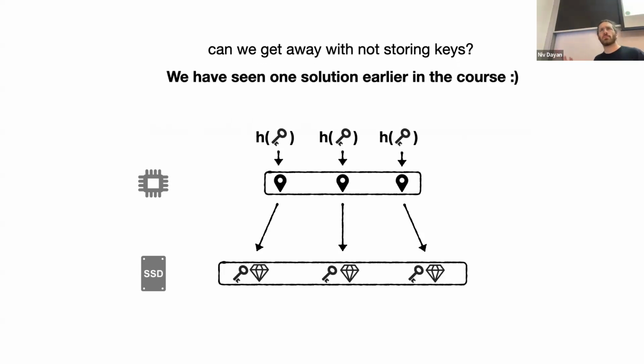Okay, now even without perfect hashing, we've actually already seen a solution to this problem of how to have an index without storing the full keys. Right? We've seen something that could be used for this purpose in this course. Can anybody point out what that is?